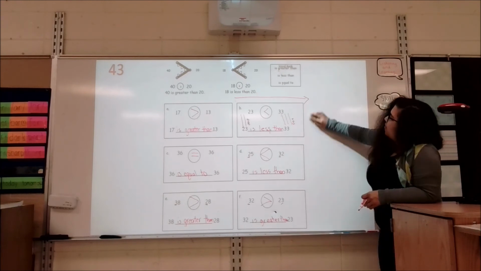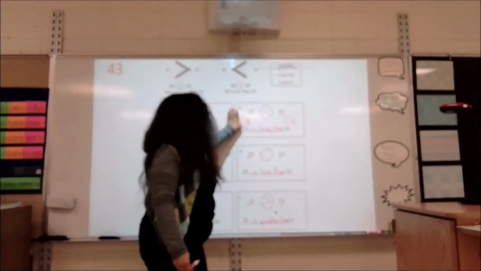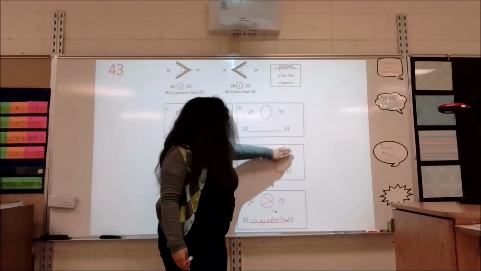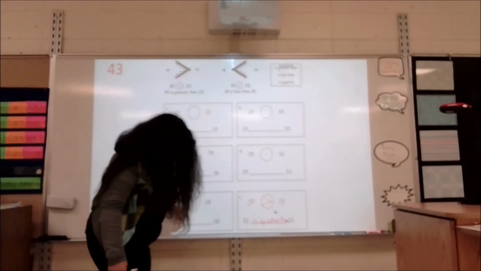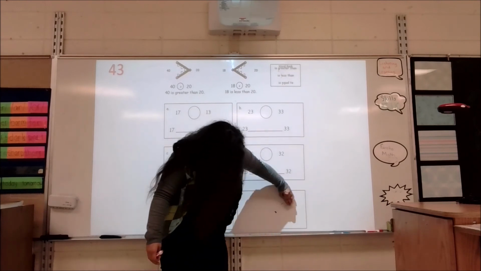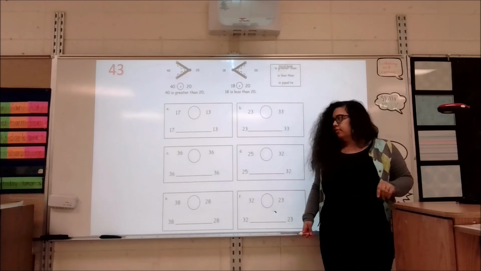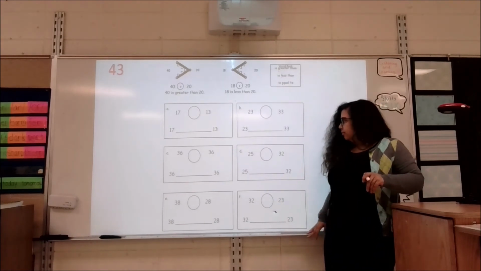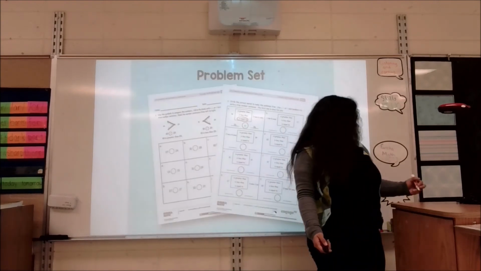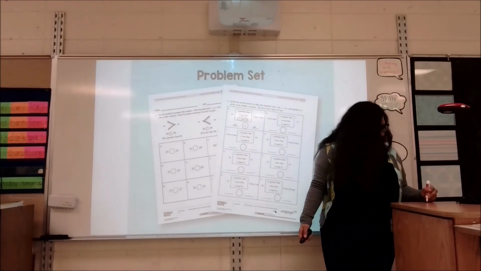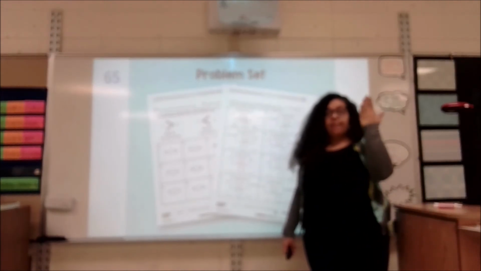Alright, so now I think we've practiced enough for today. Let's go ahead and show you what you're going to do independently, have a grown-up check it out. And that is your problem set. I did my remote. Sorry. Okay, so your problem set lives right now on page number 65. It is front and back.